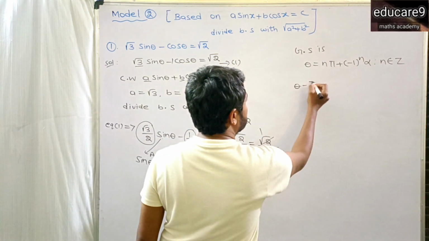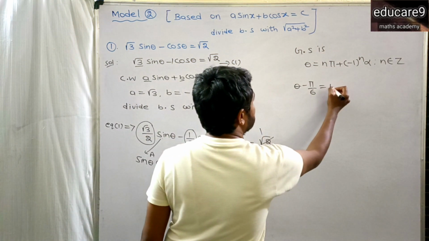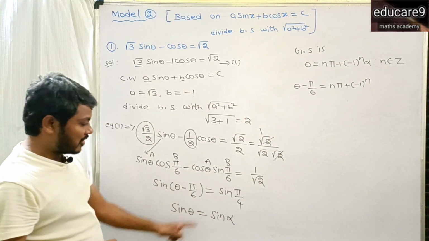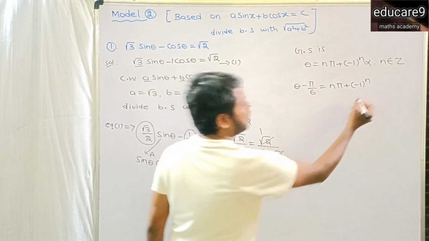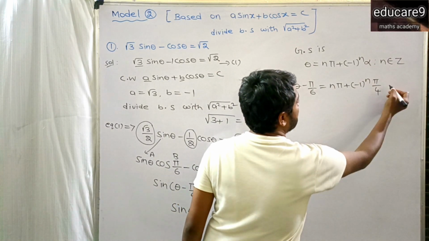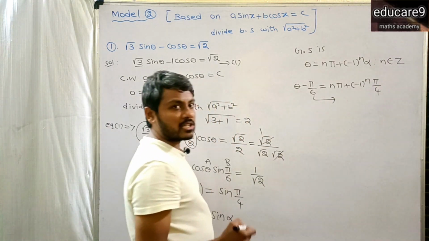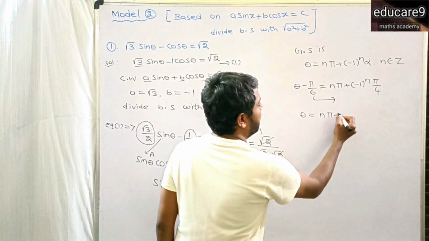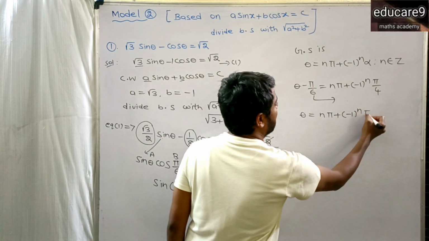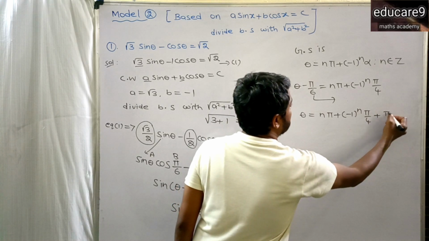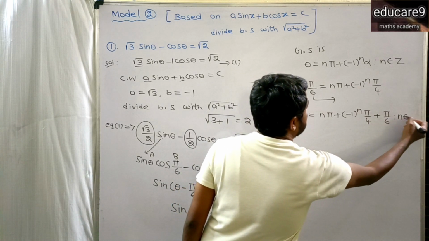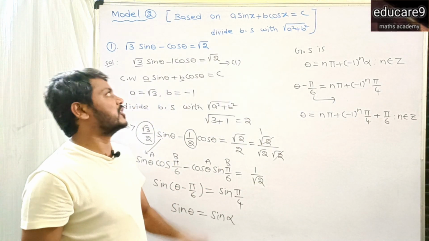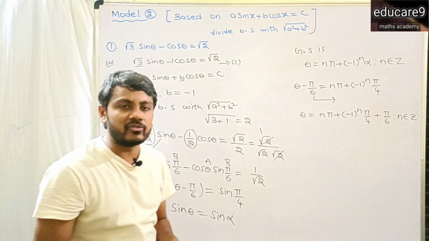So theta minus pi by 6 is equal to n pi plus minus 1 whole power n into alpha value pi by 4. Now we can send minus pi by 6 to the right hand side. Therefore, theta is equal to n pi plus minus 1 whole power n pi by 4 plus pi by 6, where n belongs to Z. So clearly, this is the general solution for the given trigonometric equation.